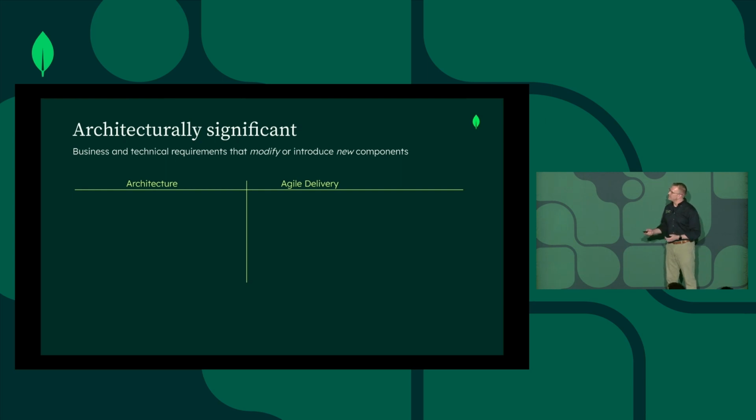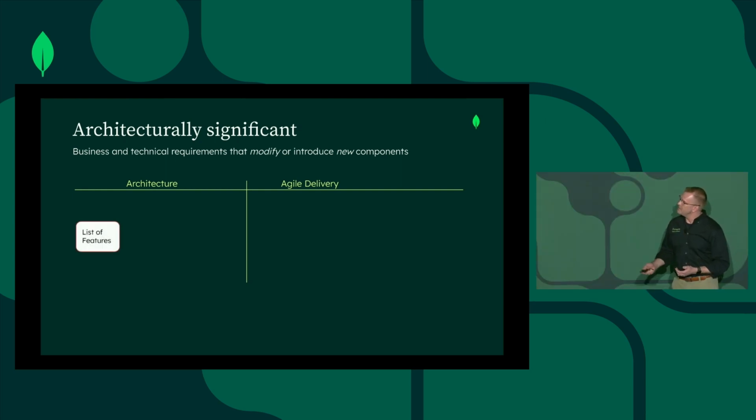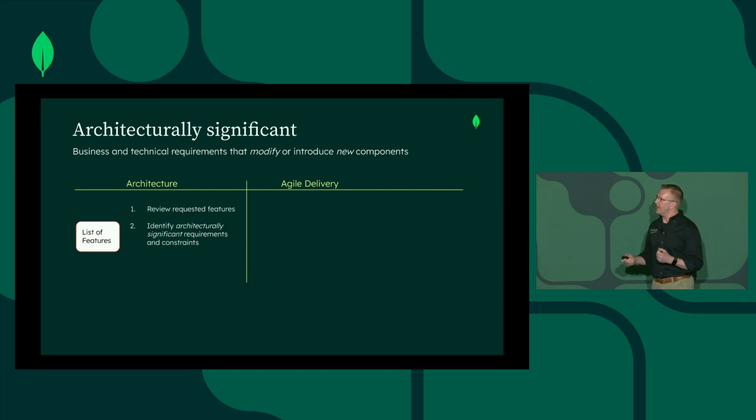But wikis were super important. They were important because we would take that list of features, we'd review what they were, and we would go through and identify in the features, what are the architecturally significant items? What are the requirements and constraints?